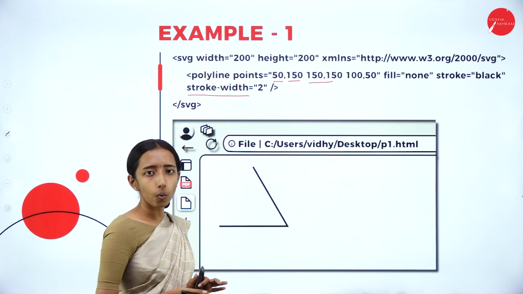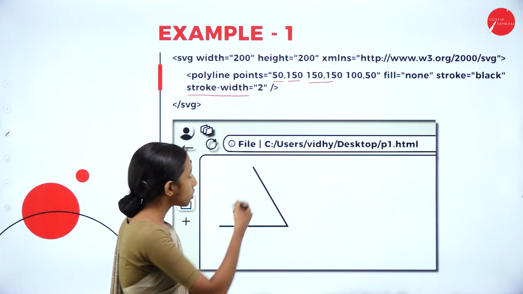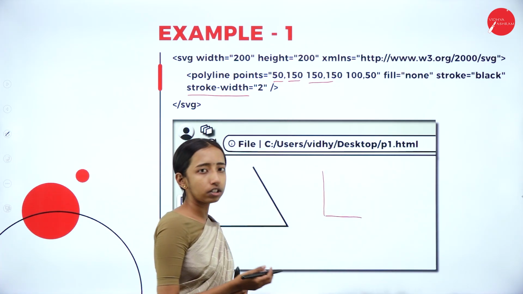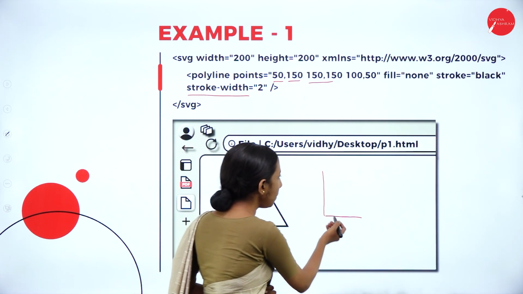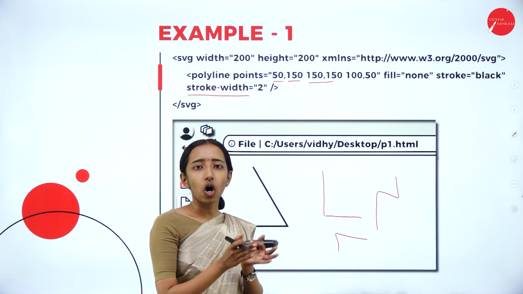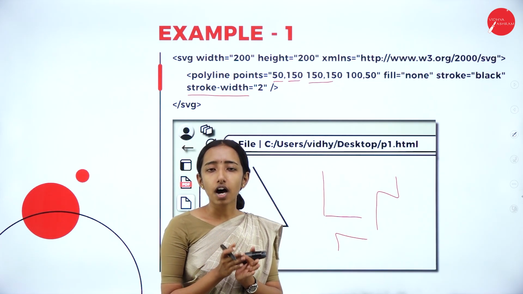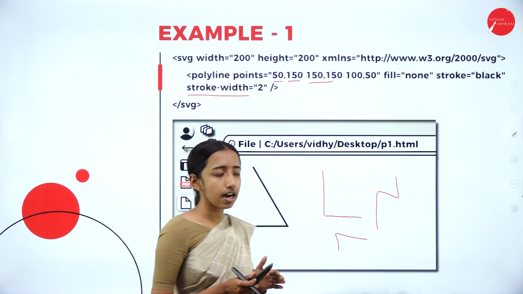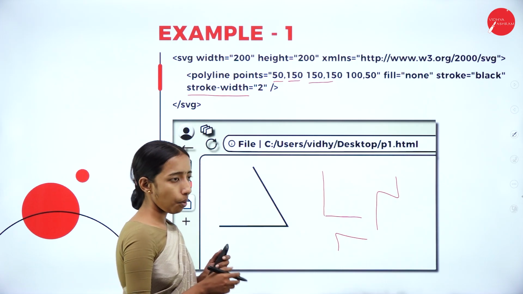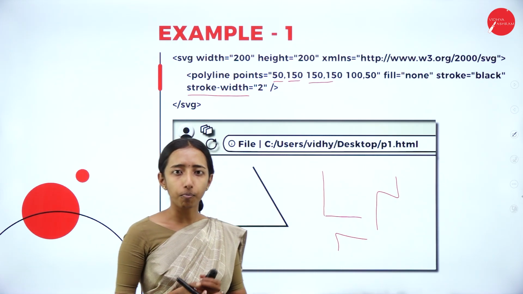So here the stroke we have given is black and here you can see we are having a polyline. Whatever points you give, you will have lines through those points. The lines can be like this or like this or this. So it is like joining straight lines and giving you shapes. These are not closed shapes but open lines that we have created. So that was about the polyline. This is the first example of the polyline.